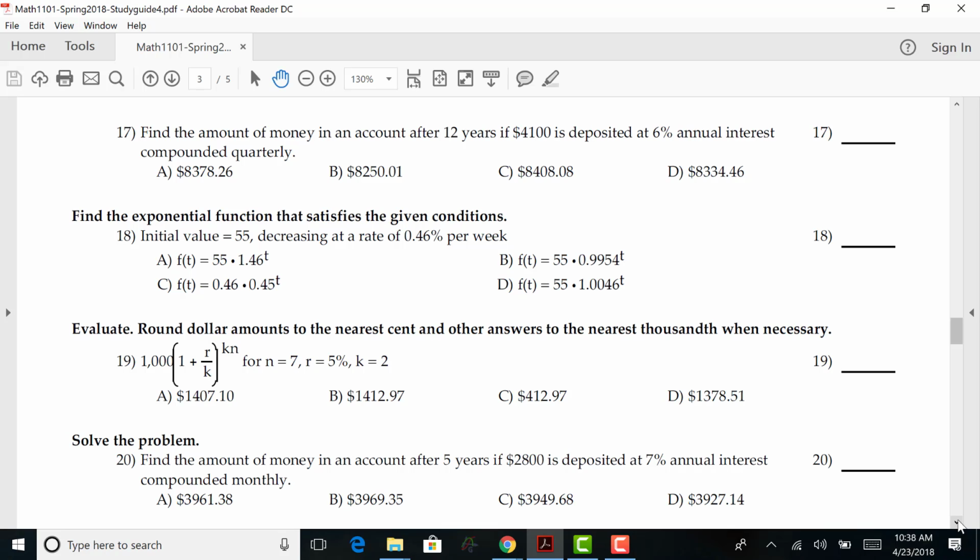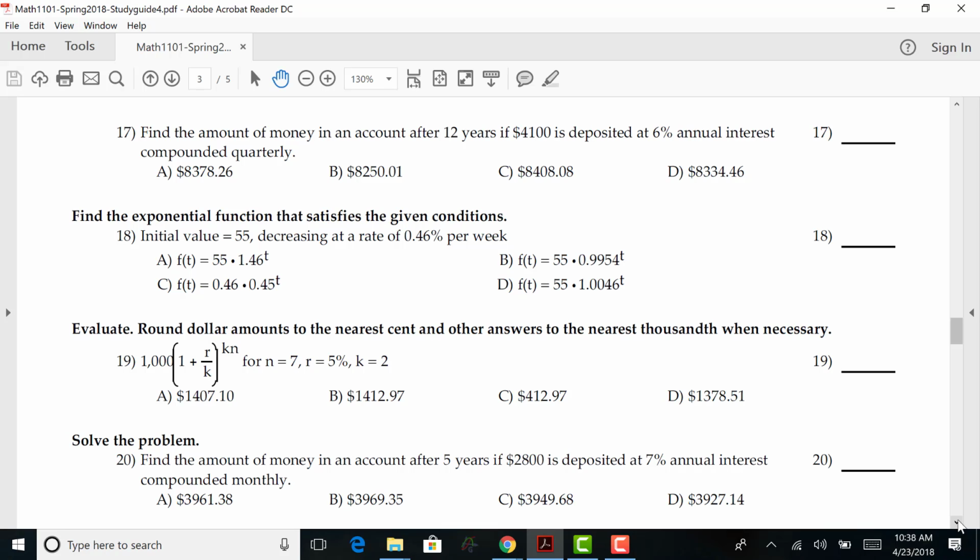Everybody got 8,378.26? Yes. Okay, all righty. So that's how much money we have after 12 years.